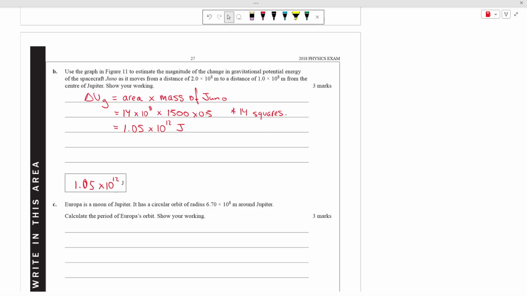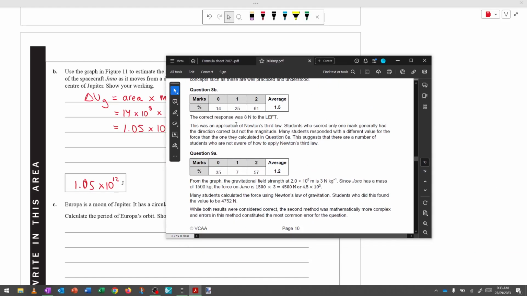Let's see what the report says. So, question 9a.